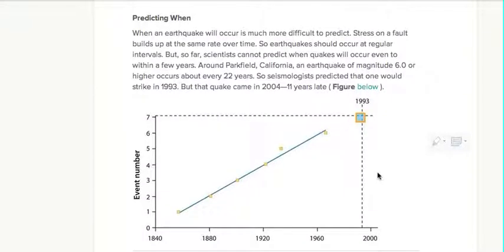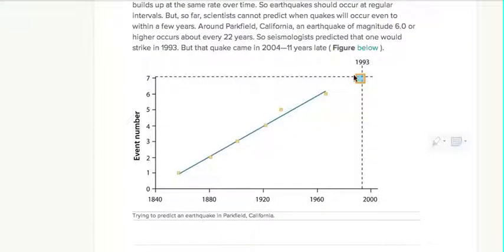Predicting when. When an earthquake will occur is much more difficult to predict. Stress on a fault builds up at the same rate over time, so earthquakes should occur at a regular interval. But so far, scientists cannot predict when earthquakes will occur even within a few years. Around Parkfield, California, an earthquake of magnitude 6.0 or higher occurs about every 22 years. So seismologists predicted that one would strike in 1993. But that quake came really in 2004, 11 years later.